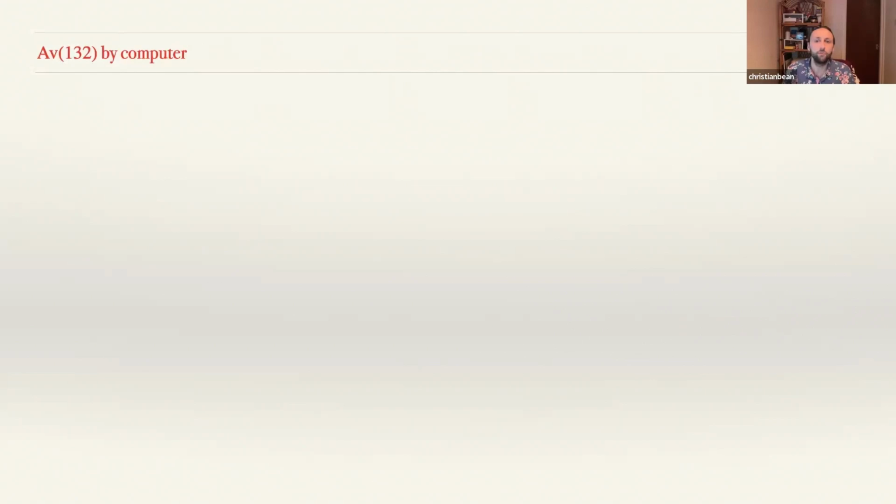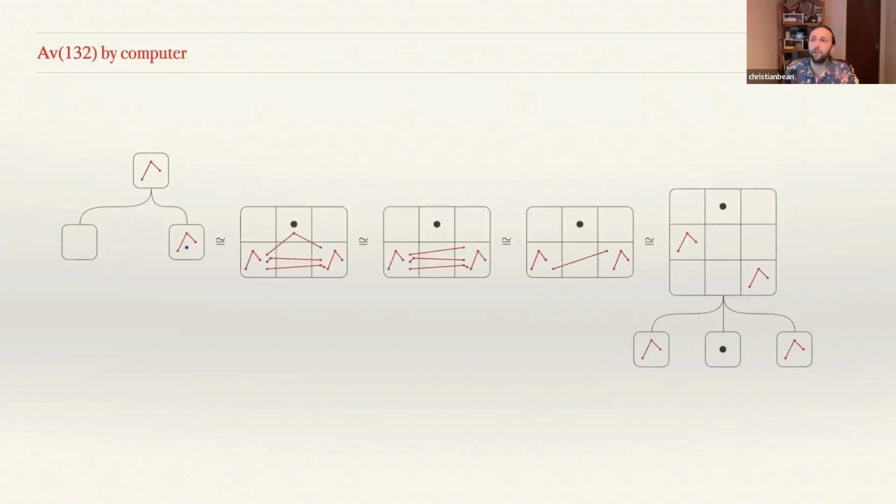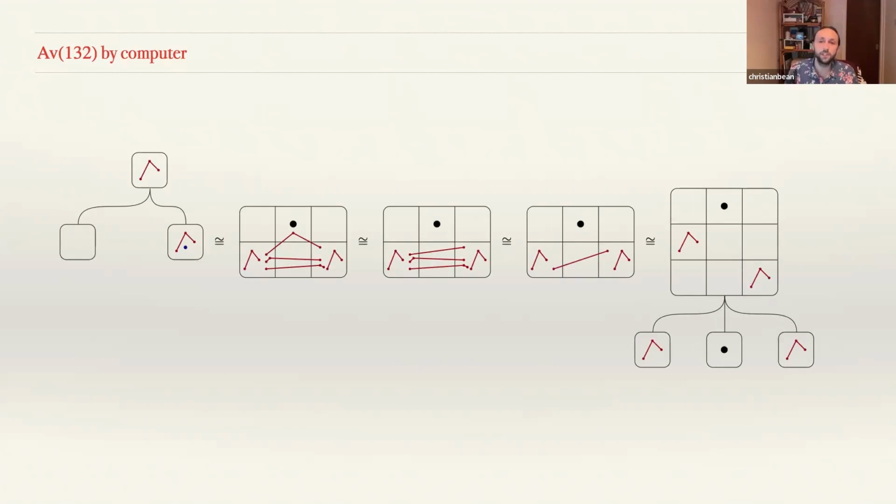Okay, so let's do this example one more time, but now I'm going to do it to you the way that our algorithm will do it by computer. So we're going to look at Av(132) done by a computer. This is the structural description that our algorithm would spit out for this particular permutation class.